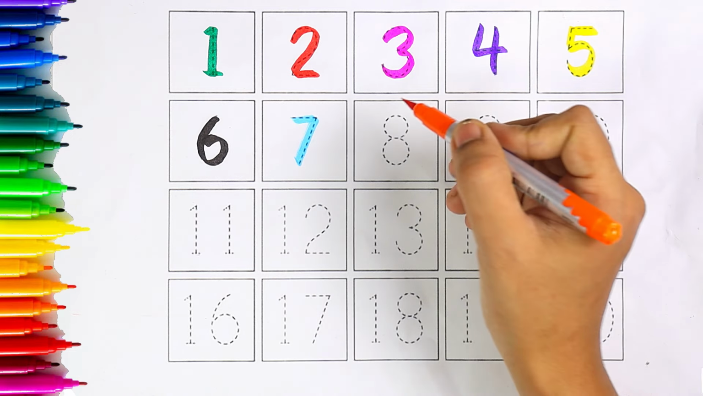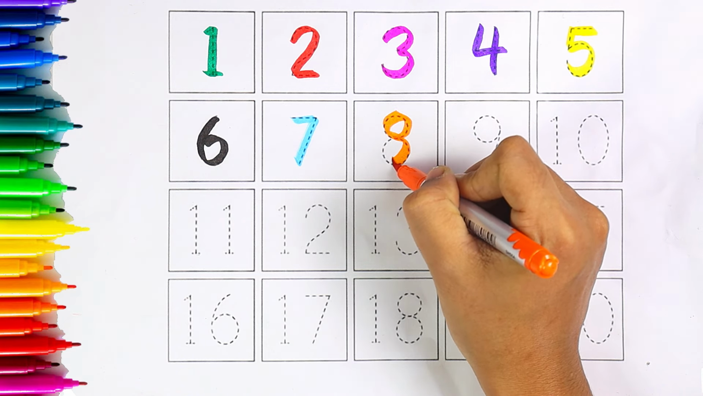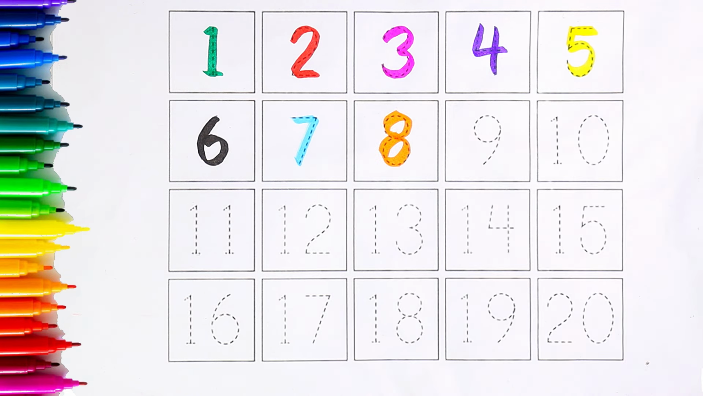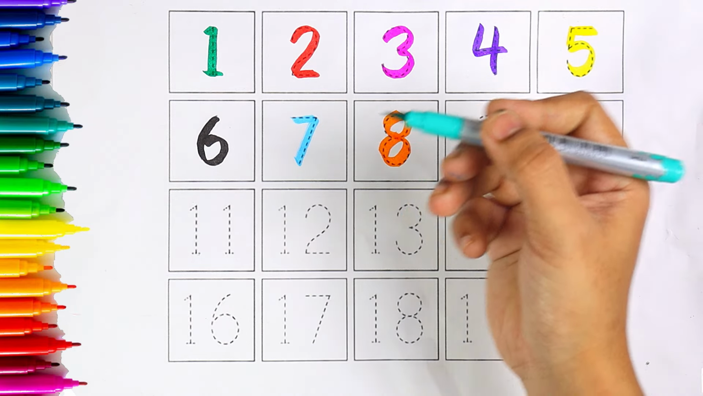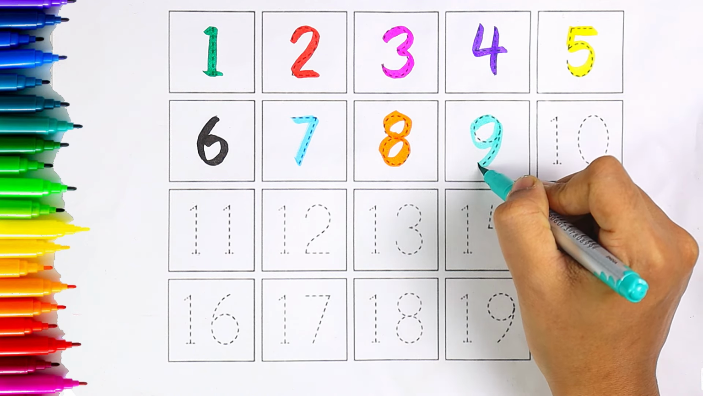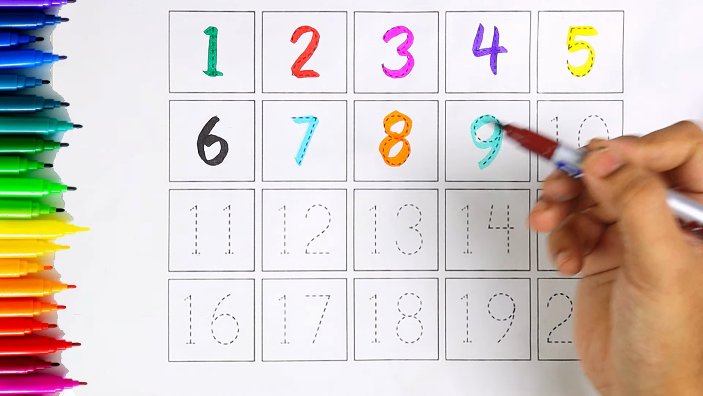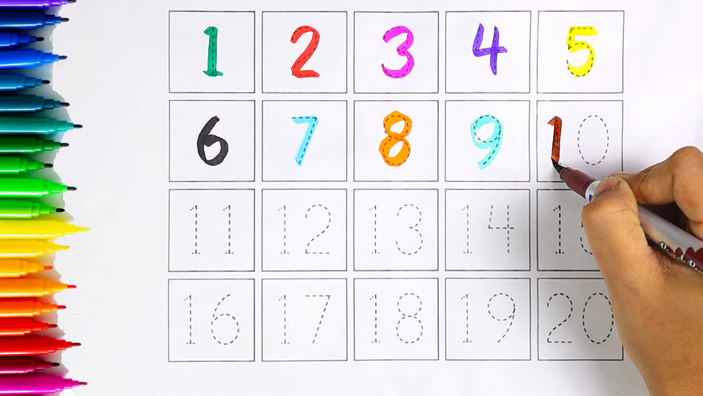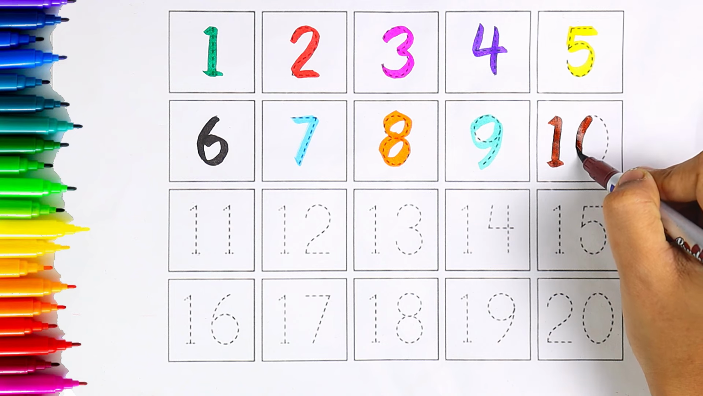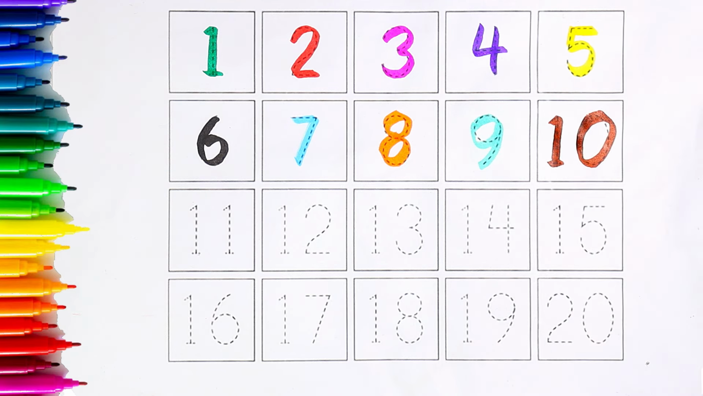Number 7. I am using sky blue color for number 7. Next number is number 8. And I am using orange color for number 8. Number 9, light blue color, number 9. Brown color, number 10. 1 and 0 makes the number 10.